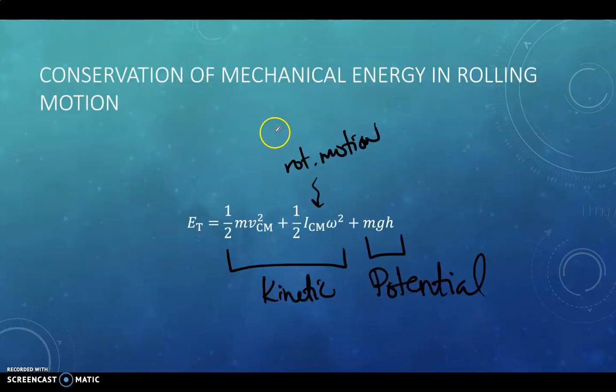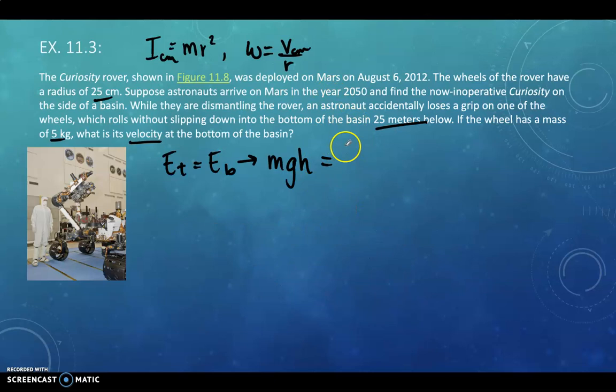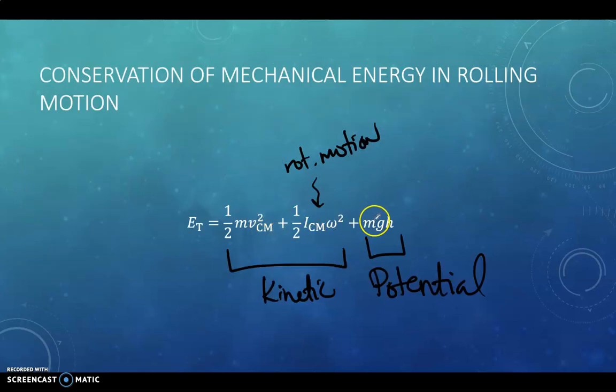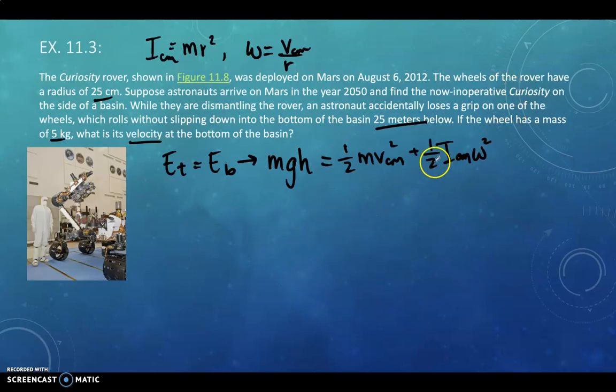At the bottom of the basin, we will have this kinetic energy because we will have some velocity. So we'll have 1/2 m v center mass squared plus 1/2 I center mass omega squared. Now at the bottom of the basin, we will have a height of 0 meters, so we won't have any potential energy. Okay, so this is going to be our setup.